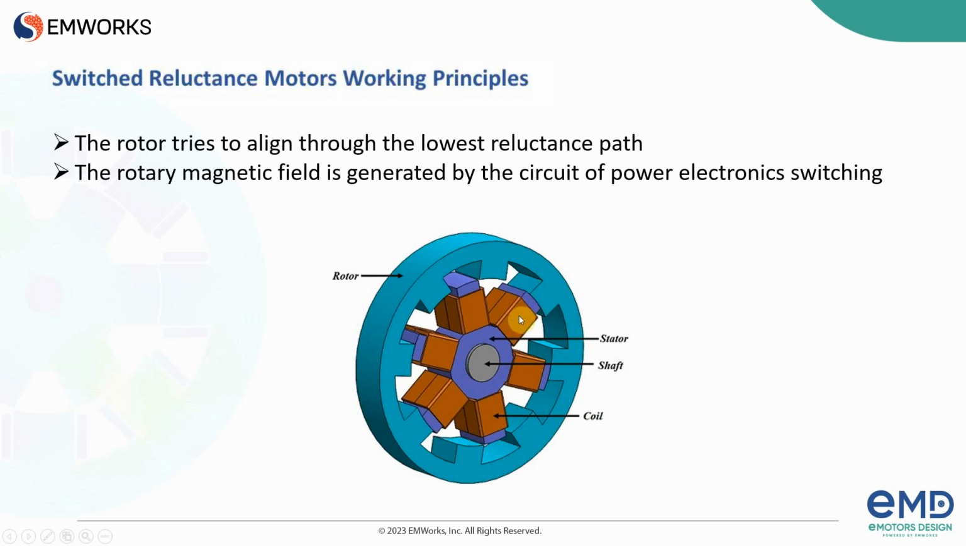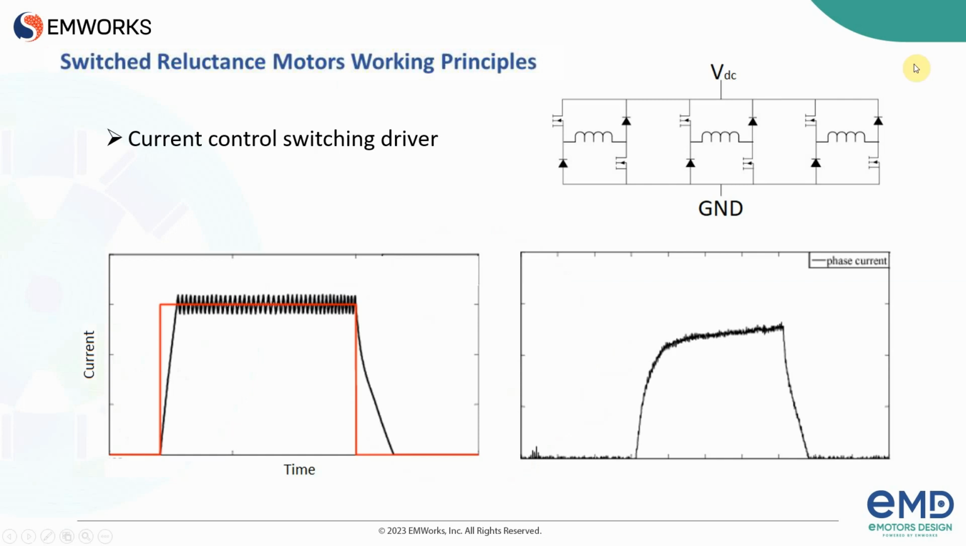And this is when we have to disconnect the current of this phase and excite another phase of the stator to continue the rotation. This rotary magnetic field is generated by the power electronic circuits and switching drivers. Here is a sample of how switching drivers work.